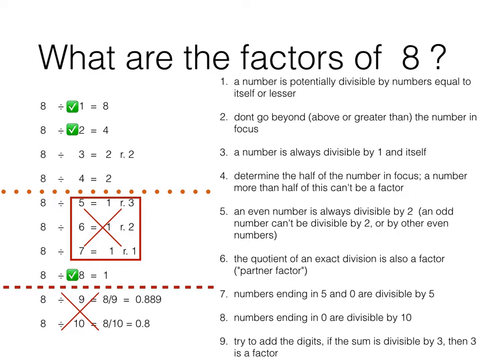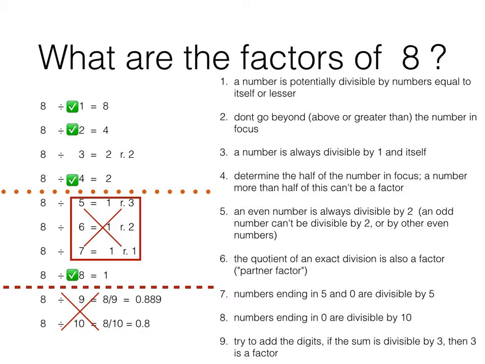Next reminder, the quotient of an exact division is also a factor. Ang tawag ko dito is a partner factor. So, for example, yung 8 divided by 2 resulted in an exact division and the quotient is 4. So, ibig sabihin, yung quotient na 4 is also a factor of 8. Yun yung partner factor ng 2.